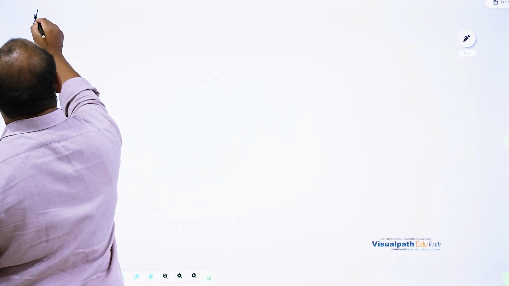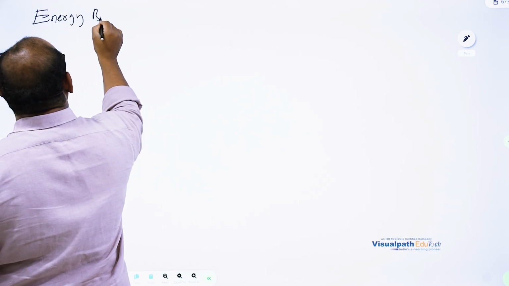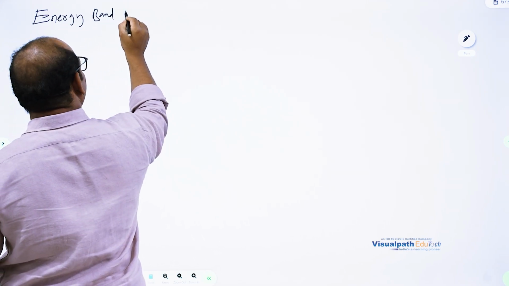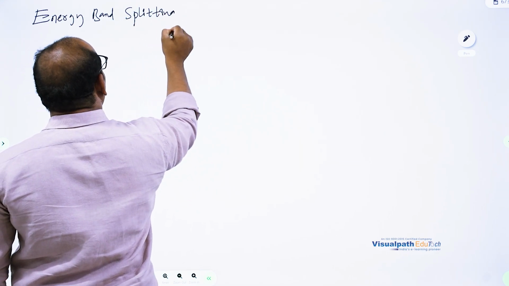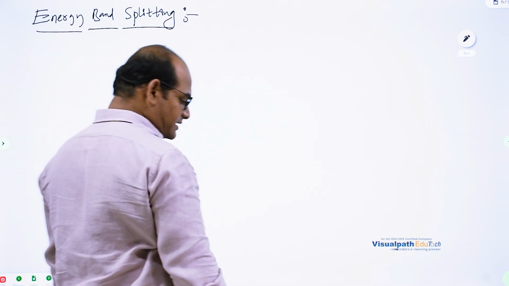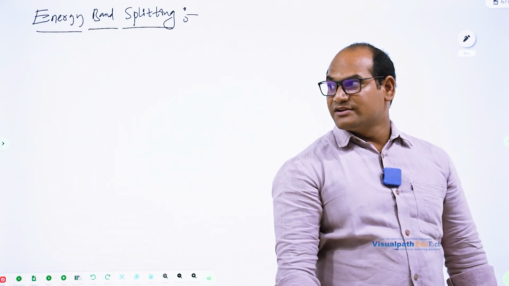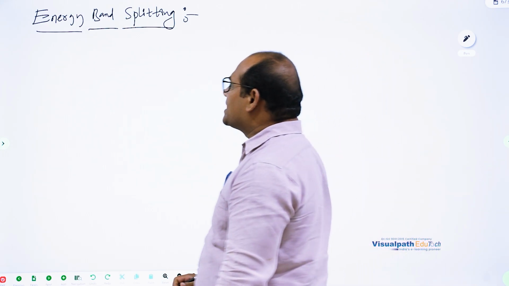We will see energy band splitting. How the energy band diagram has been created. For that, this concept is required, that is energy band splitting. So, we are going to deal with the semiconductors only.